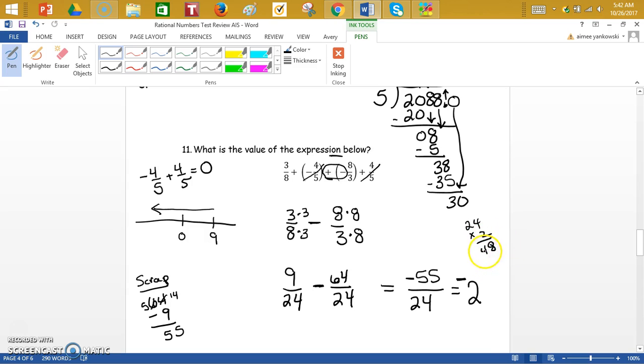With how many left over? So 48 to 55. 48, 49, 50, and then 5. Okay, so it looks like 7 left over. So that's 7 24ths. So negative 2 and 7 24ths would be that answer.